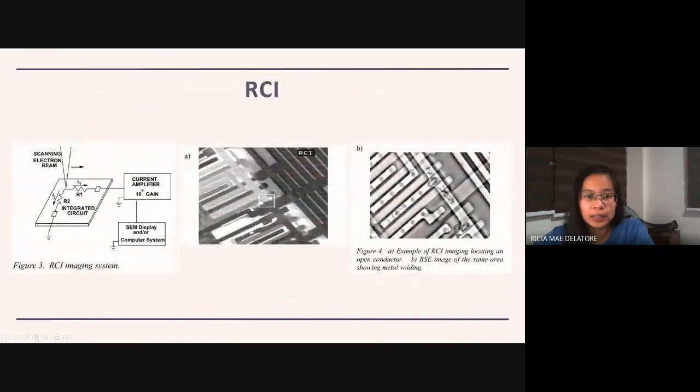As can be seen in these three figures, in the first figure we can see that a current amplifier is required for RCI, and the current induced by the electron beam exposure will have a path out of the IC. In figures A and B, we can see examples of RCI imaging locating an open conductor. It localizes an electromigration open along a clock line. And for figure B, a BSE or backscattered electron image of a similar view at 30 keV.